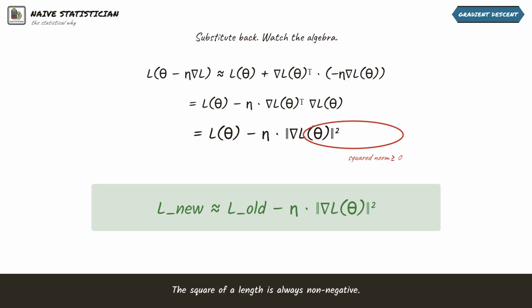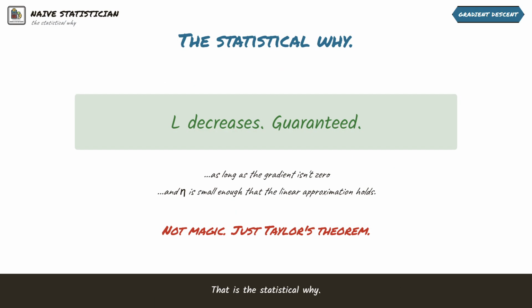The square of a length is always non-negative. So we are guaranteed that L decreases as long as the gradient is not 0 and as long as eta is small enough that the linear approximation is valid. That is the statistical why. That is the entire mathematical justification for gradient descent. We are not moving downhill because someone said so. We are moving downhill because Taylor's theorem tells us to first order, and that this is the steepest possible local decrease in the loss function.